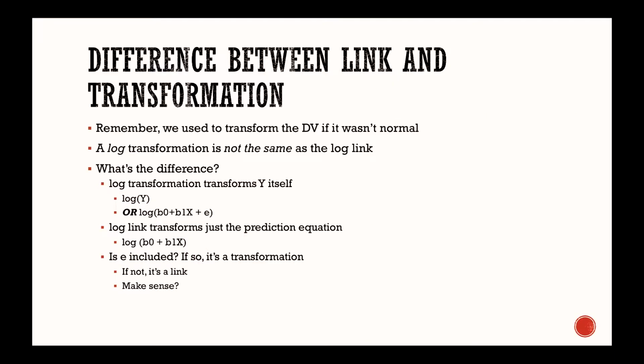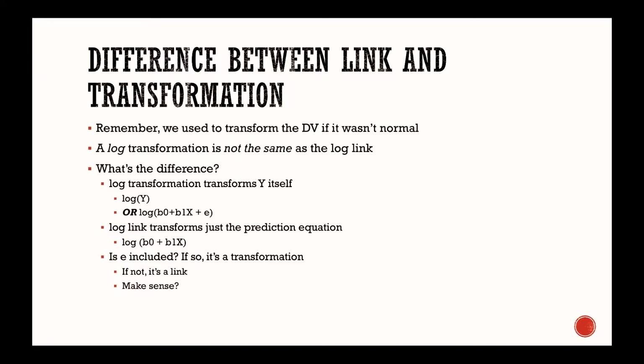So, what is the difference between a link and a transformation? I know you're asking, folks. A link function is different than a transformation. Remember, we used to transform the dependent variable if it wasn't normal, like using a Box-Cox transformation or something like that. Now, a log transformation is not the same as a log link.